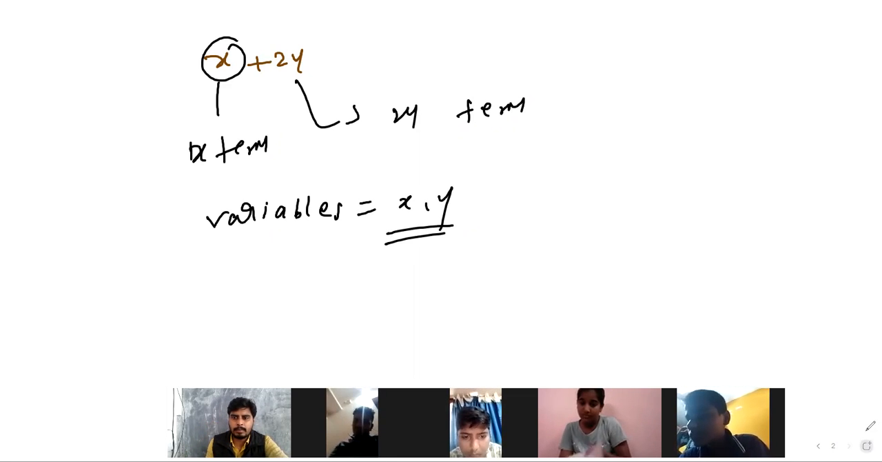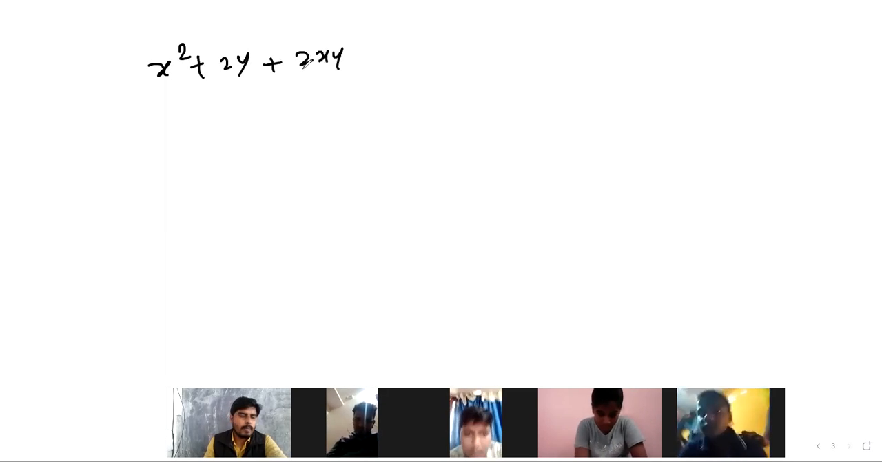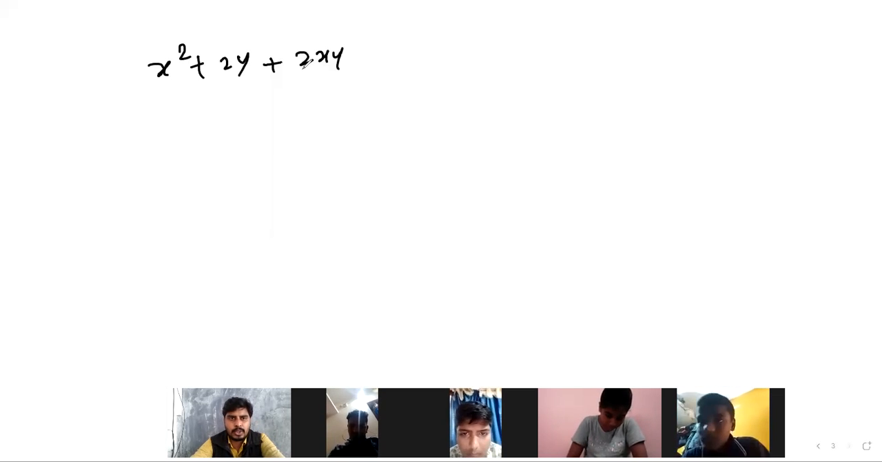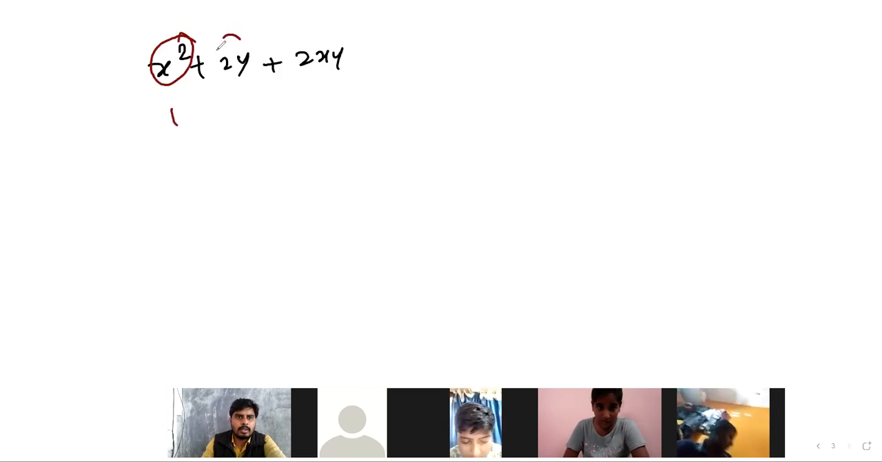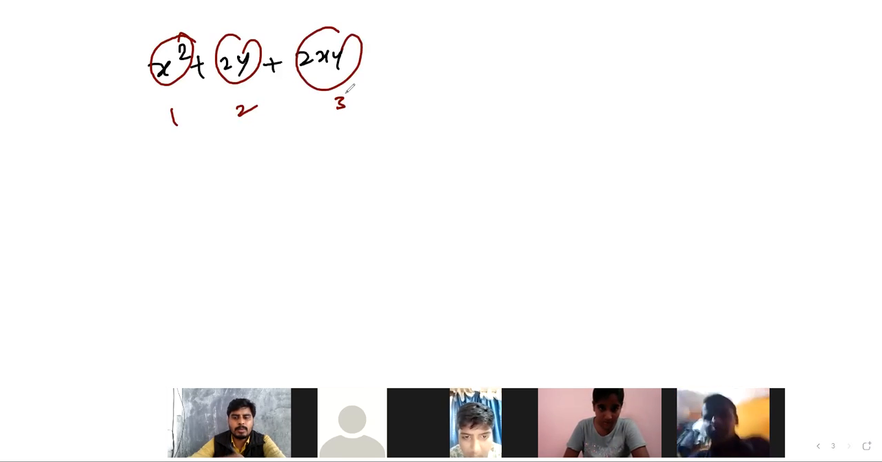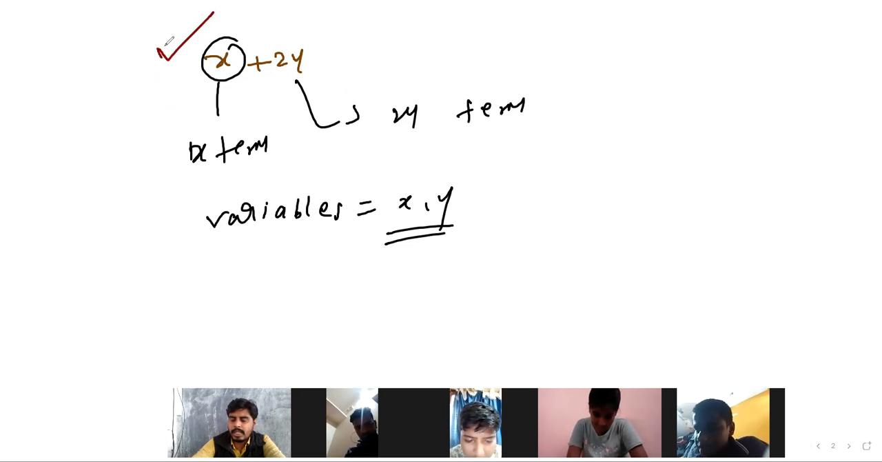Next, suppose x square plus 2y plus 2xy. It is also an algebraic expression. How many terms? Three terms, sir. 1, 2, 3 terms we have. As I told you in the definition, this algebraic expression is a combination of terms joined with the plus operation.